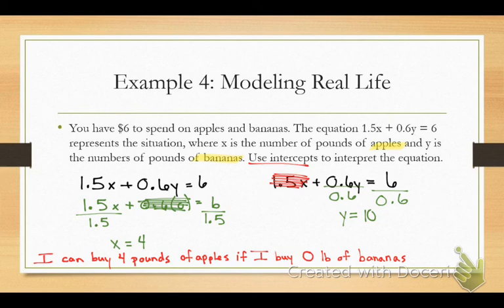Okay, but do you see that, guys? Do you see how it really makes sense? And now the 0.6y makes sense too. 60 cents per pound. All right, that's everything you need to know for 4.5.